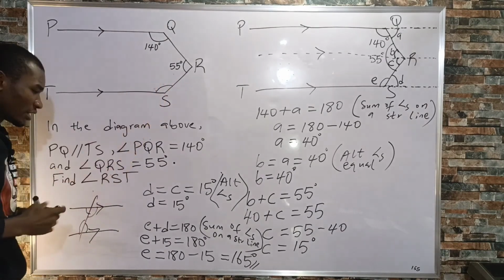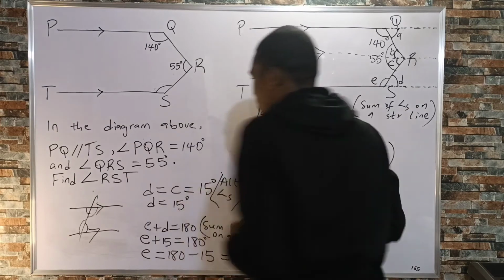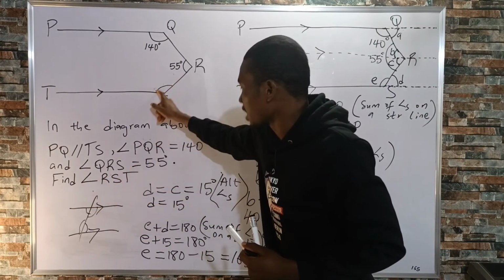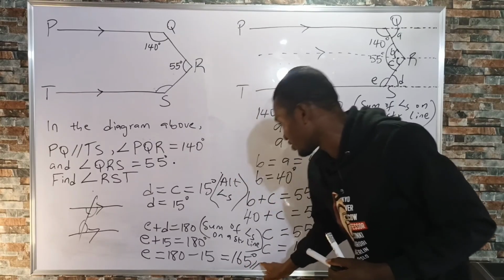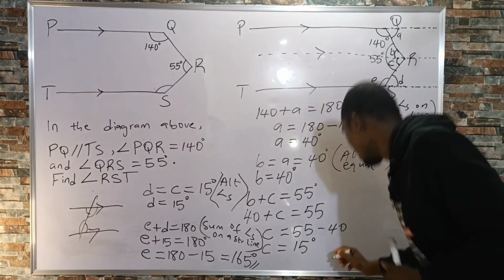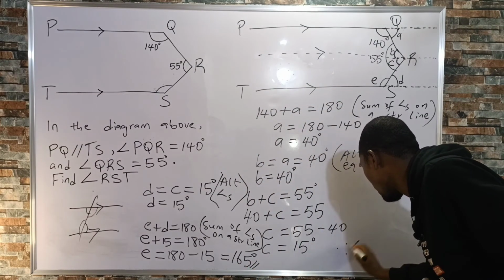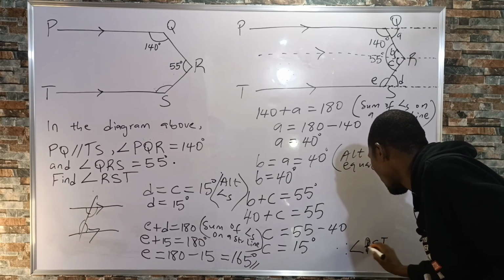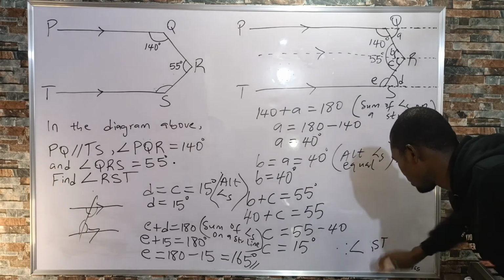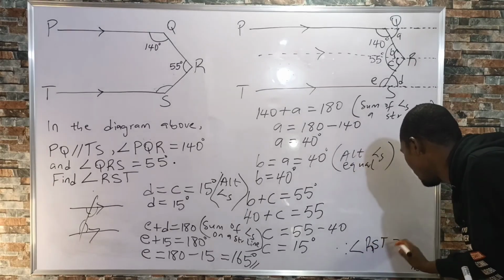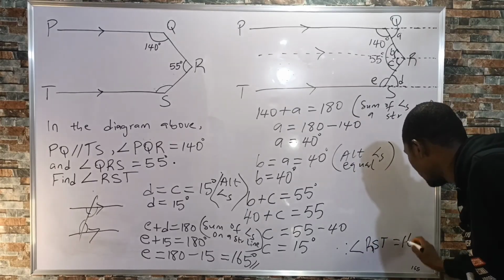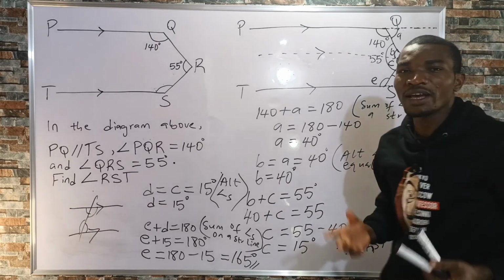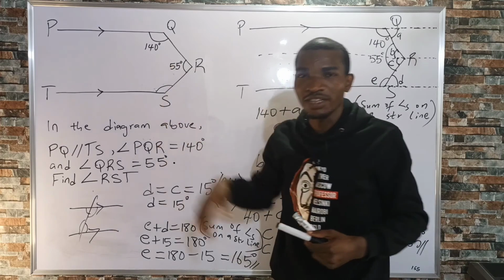Don't forget. So automatically we can say that angle RST, which is this angle we found to be 165 degrees, therefore angle RST is equal to 165 degrees. So we found the required or missing angle in this given diagram.